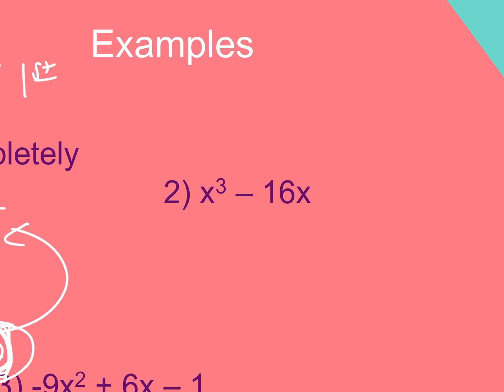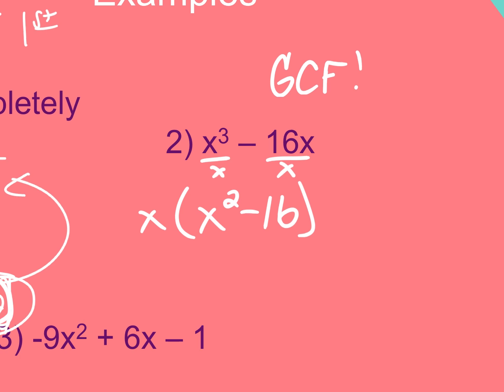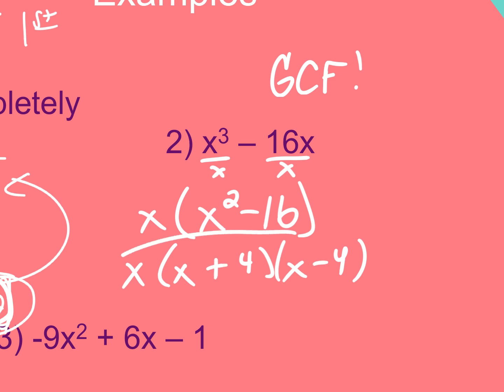So again, number two, first thing, GCF. So I notice, oh, I can divide out an x from both of these. So I take out my x, and I'm left with x squared minus 16. Again, two terms. They happen to be perfect squares. So I have my x out in front. I have my two parentheses. What times what gives me x squared? X and x. What times what gives me 16? 4 and 4. And I'm going to have a plus sign in one and a minus sign in the other.